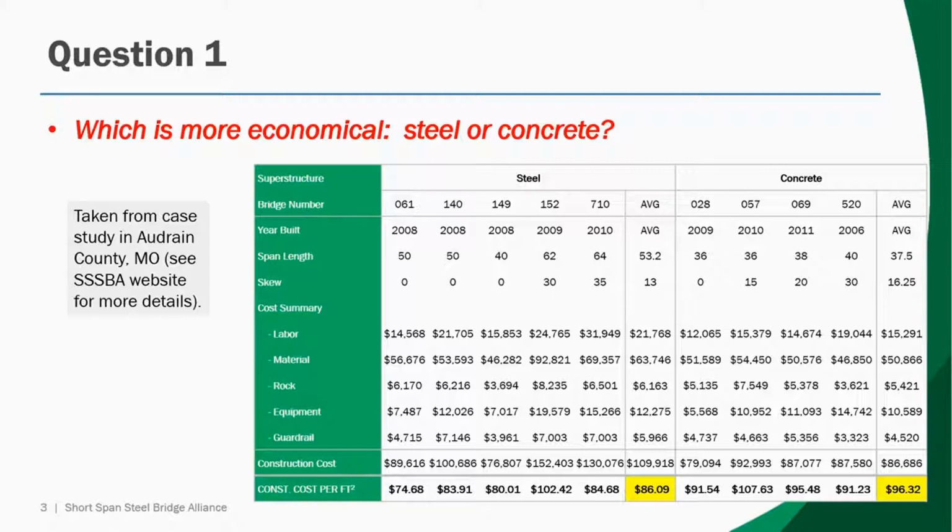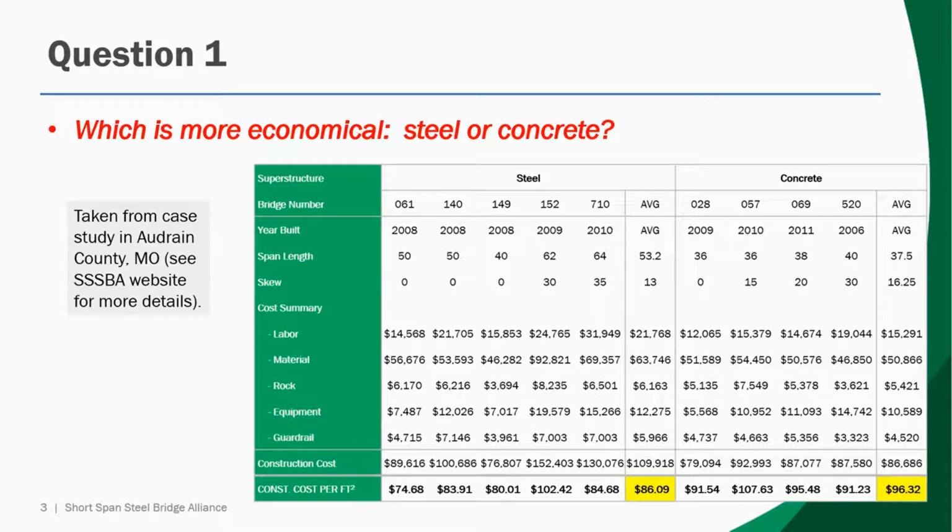To give you an example, the table that you see here is taken from a case study that was performed in Audrain County, Missouri. More details about this case study can be found at the Short Span Steel Bridge Alliance website. This table summarizes some of the cost data from the county engineer in Audrain County. This was the money spent at the end of the day on a series of projects built in Audrain County for bridges in the short span range. Summarized at the bottom is the construction cost per square foot, which is essentially the bridge cost per square foot minus some site-specific issues such as rock and earthwork.